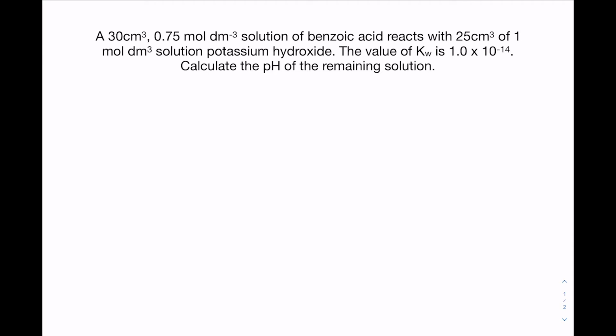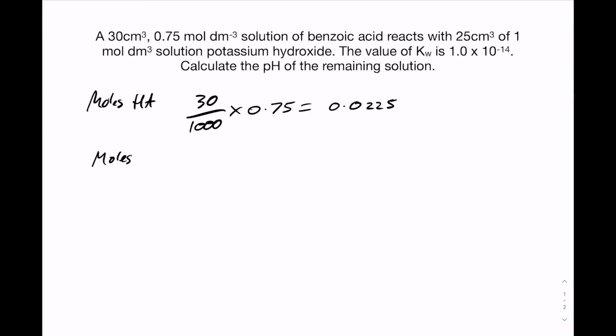So we're going to start off in exactly the same way as we've done before, where we're going to work out first the moles of HA present, and that's the benzoic acid. So we've got 30 centimetres cubed of benzoic acid. We're going to convert that to decimetres cubed by dividing it by 1,000, and then we're going to multiply that by its concentration of 0.75 to get a number of moles of 0.0225.